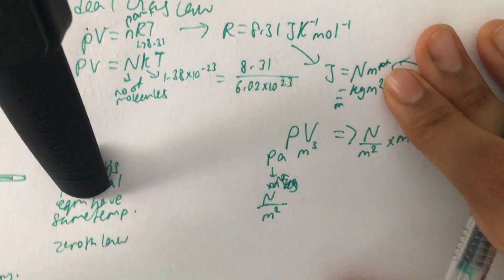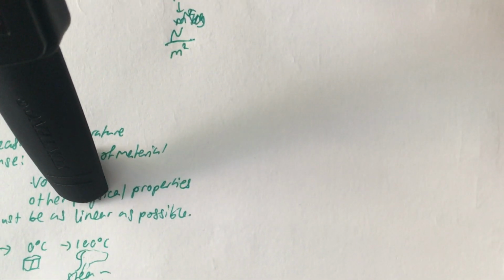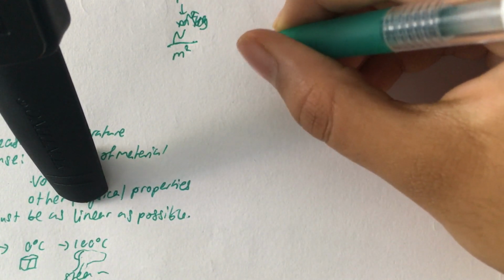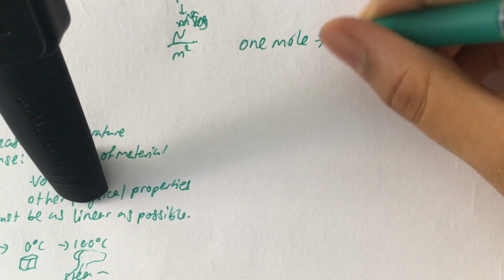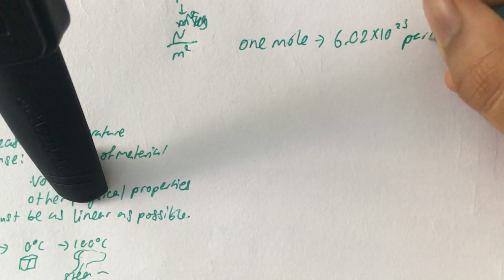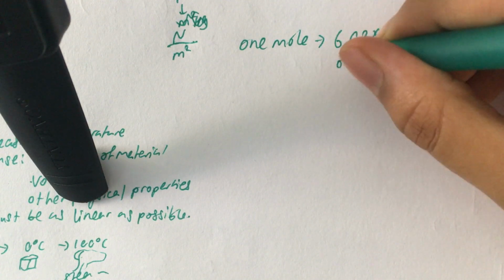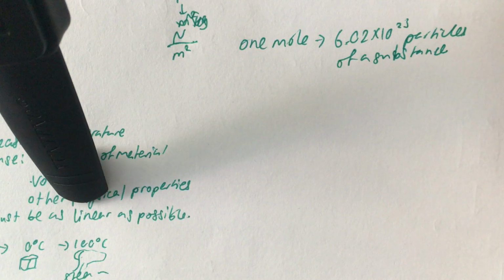Okay, so now let's move on to something that you should definitely be knowing right now. You know what n is? It is referring to the amount of stuff, the amount of substance. So it is represented in moles. That's the unit of n. And what is 1 mole of a substance? Well, 1 mole means that there are 6.02 times 10 to the power 23 particles of that substance. So let's say you have 6.02 times 10 to the power 23 oxygen molecules, then you have 1 mole of oxygen.